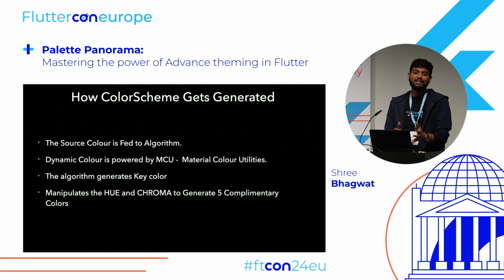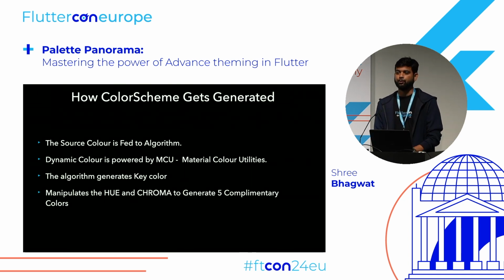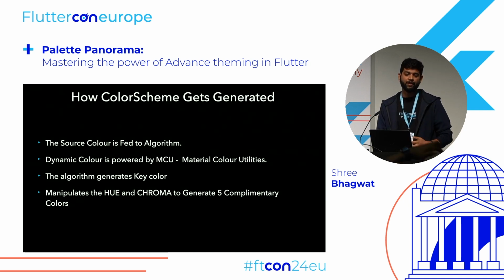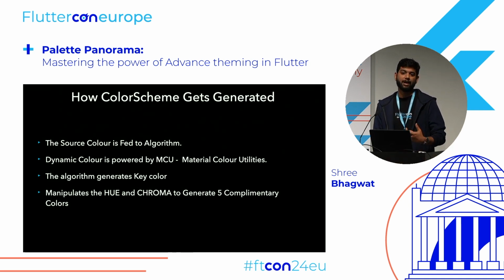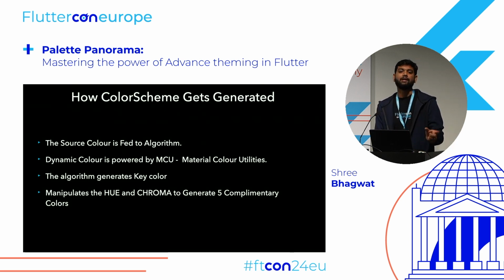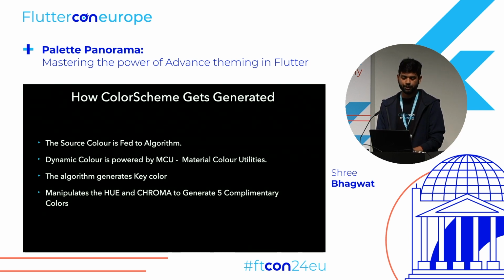Now, how is this color scheme generated? Of course, I have told you multiple times that it will generate a theme, a scheme for you, but how it is actually generated, what happens behind the scenes, that is also important, okay? So first of all, we feed a source color. Over here, my primary color and my swatch color are the source colors that I am feeding to the algorithm, the material component algorithm, or let's say we can call it the material color utility, the MCU.